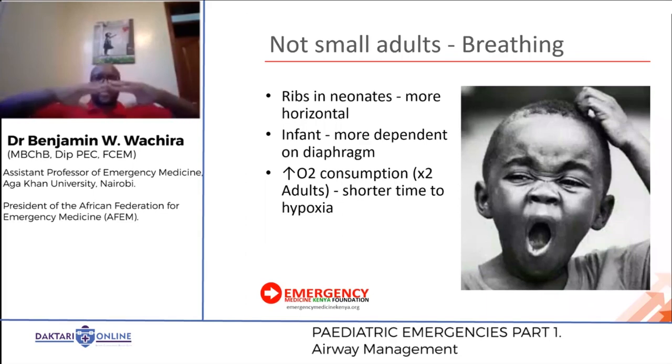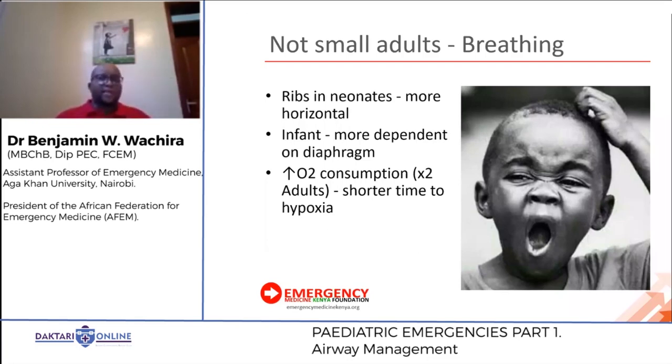Now for the infant, there is not much of that pressure. So much of the act of breathing is with the diaphragm. And this explains, especially when you see a child having respiratory distress, the subcostal recessions the child will have, because the diaphragm is working overboard.